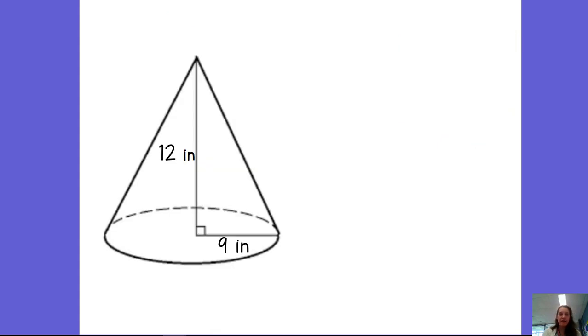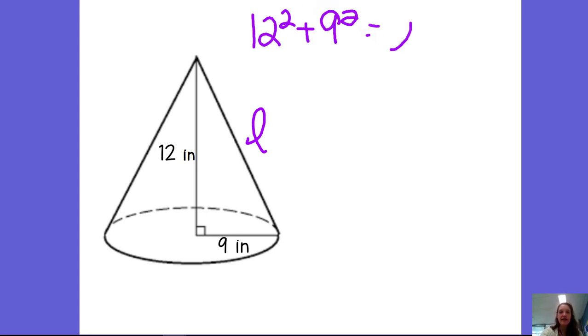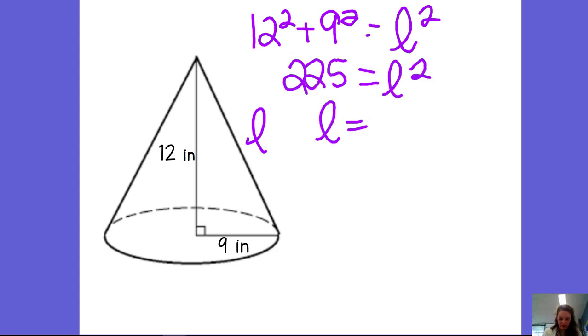I want you to find the lateral and total surface area of this cone. I have my height and I have my radius, but I do not have my slant height. So I'm going to set up Pythagorean theorem to find the slant height. 12 squared plus 9 squared is equal to that slant height squared. 12 squared plus 9 squared is 225. And so then you're going to take the square root of 225, and the slant height is 15.